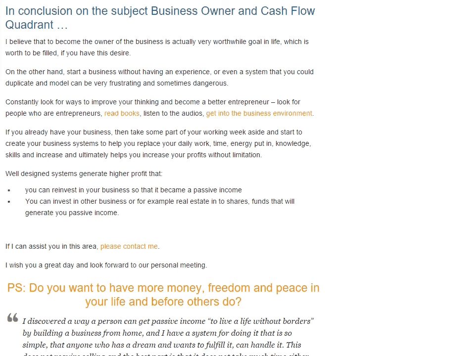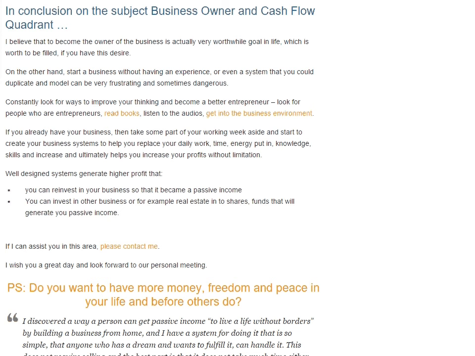Constantly look for ways to improve your thinking and become a better entrepreneur. Look for people who are entrepreneurs. Read books, listen to audios, get into the business environment. If you already have your business, then take some part of your working week aside and start to create your business system to help you replace your daily work. Time and energy put in increase knowledge and skills, and ultimately help you increase your profits without limitation.